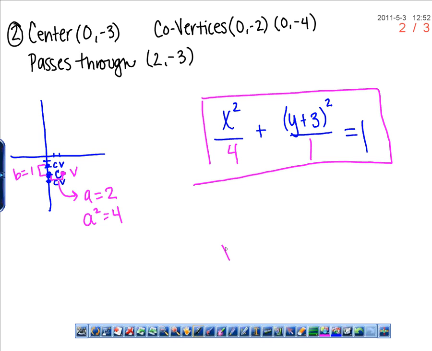I could have plugged in, we know my x value is 2, right? I could have plugged in 2 squared over, did I know a squared? No, so I could have just written a squared here. Plus, what was y? Negative 3 plus 3 squared over 1 equals 1. And I could have solved this algebraically for a squared. Now, we did this the best way here, recognizing that it was a vertex. But it's not always going to be a vertex. So on your homework, you might need to plug in and solve for your missing value. Does that make sense?